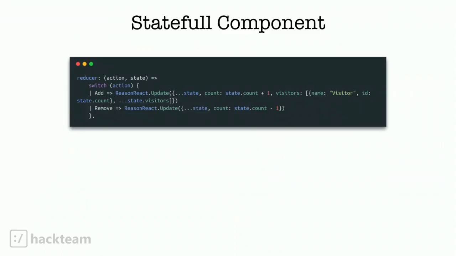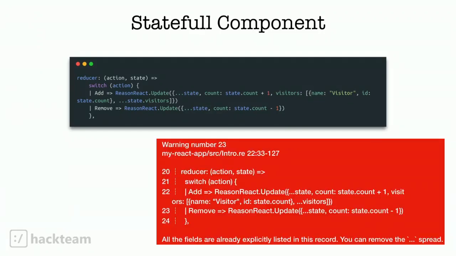And this is another thing that comes from the strongly typed system Reason has. As you can see here, we can just use the spread function to spread the state inside our mutated states. I've added something along the end to increment our number of visitors and also to add a new visitor object to our array. As you can see, we would get an error inside our command center and our terminal that states all the fields are already explicitly listed in this record, so you can remove the spread.